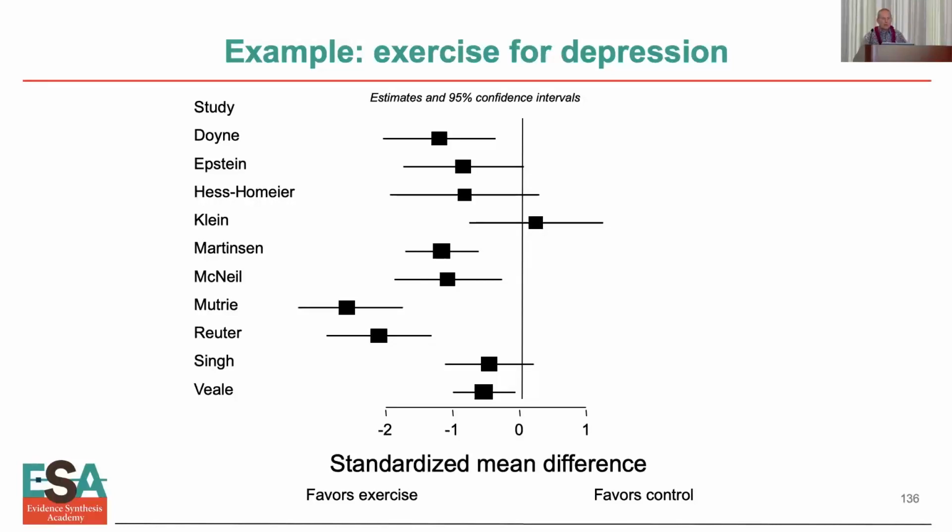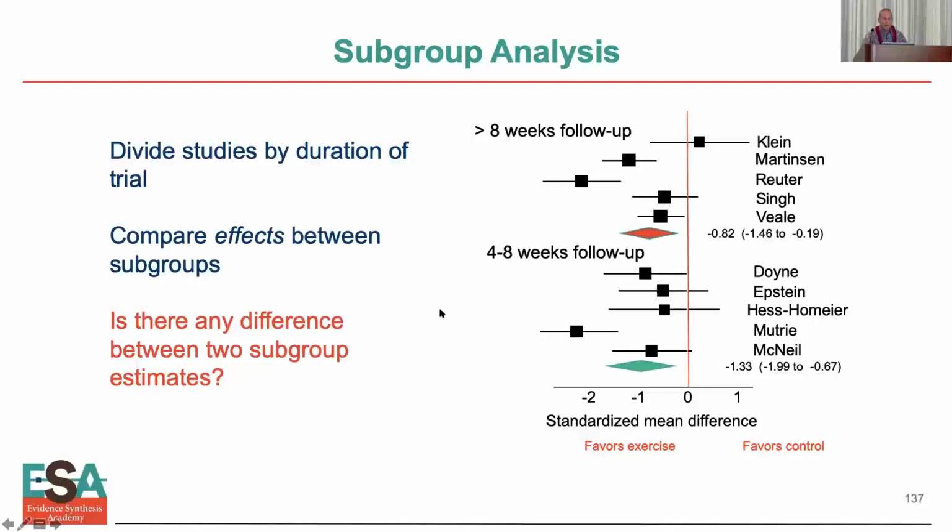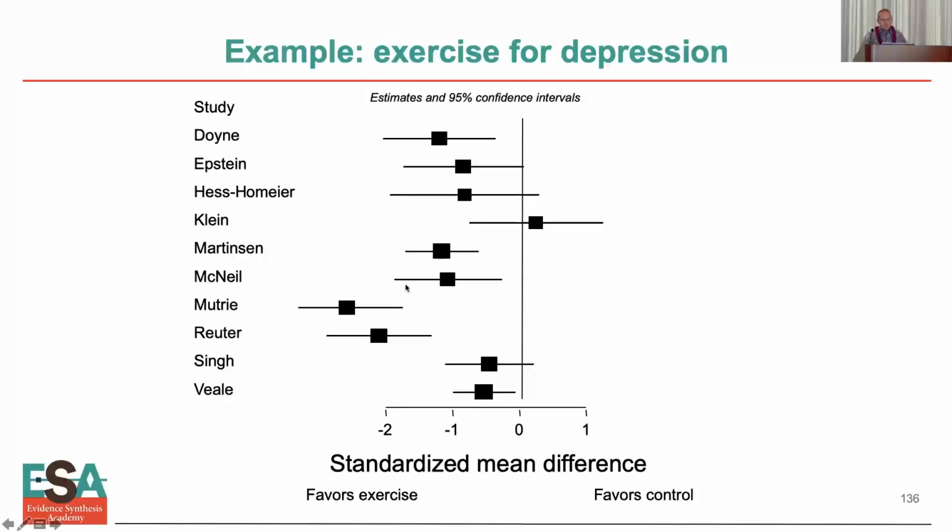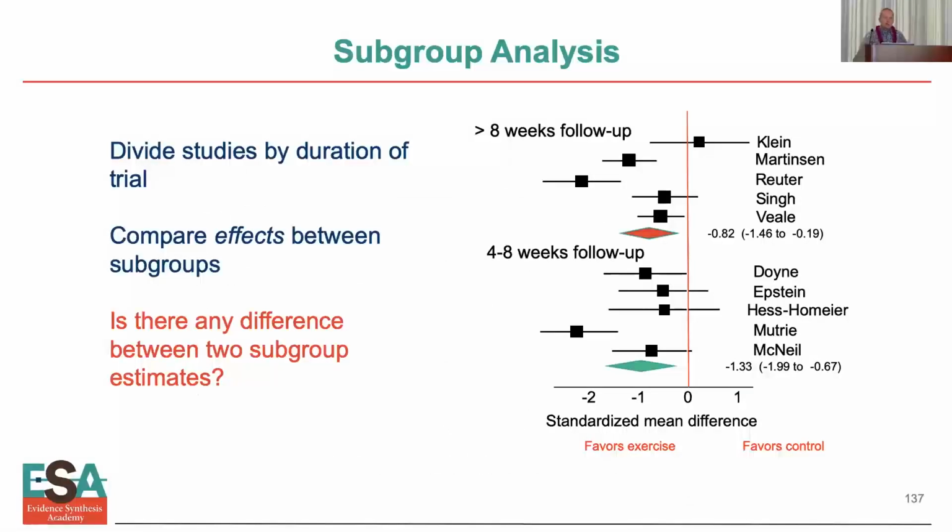And so, we're looking at these studies and we see there's quite a bit of heterogeneity. These 2 studies have pretty big effects. This study has a null effect, and these studies are sort of in the middle. It turns out that these studies can be stratified in terms of the amount of time it took for the data to be collected. In other words, how much follow-up was done in each study. And so the first few studies had more than 8 weeks of follow-up, and the other 5 studies had 4 to 8 weeks of follow-up.